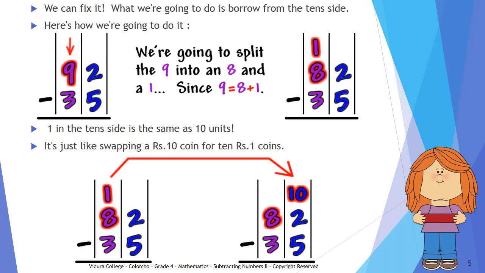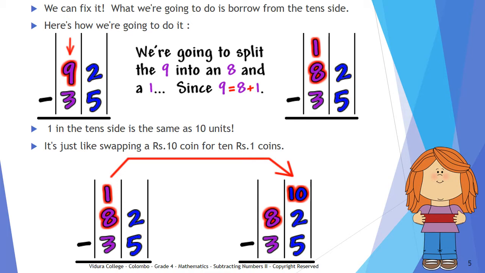Don't worry, we can fix it. What we are going to do is borrow 1 from 10's side. Here is how we are going to do it. We are going to split the 9 into an 8 and a 1, since 9 equals 8 plus 1. 1 in the 10th side is the same as 10 units. It's just like swapping a 10 rupee coin for 10 1 rupee coins.